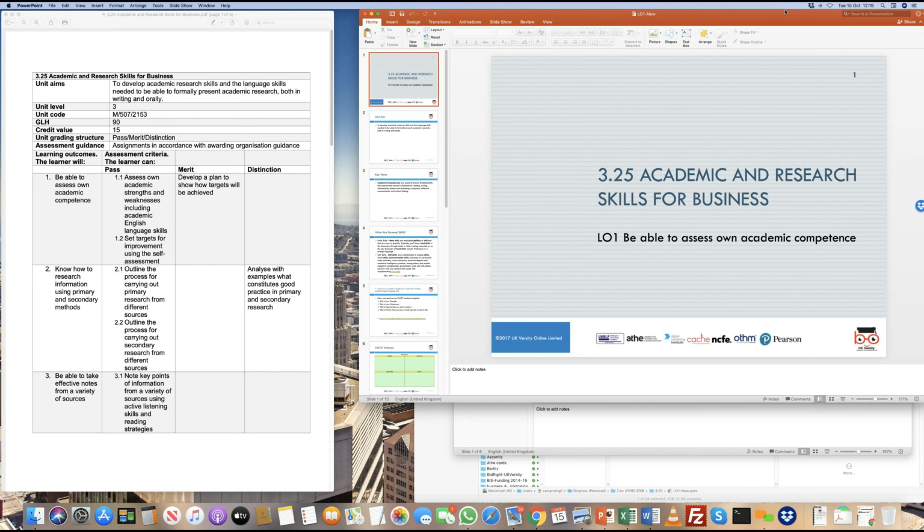So we look at these aspects in this important unit of academic and research skills for business. Now we are focused on business because you're studying business and management as a course, so we don't want to be looking at research in general as a topic, or academic skills in general as a topic. We want to specifically tailor them towards the business and management area, which is what your course of study is going to be.